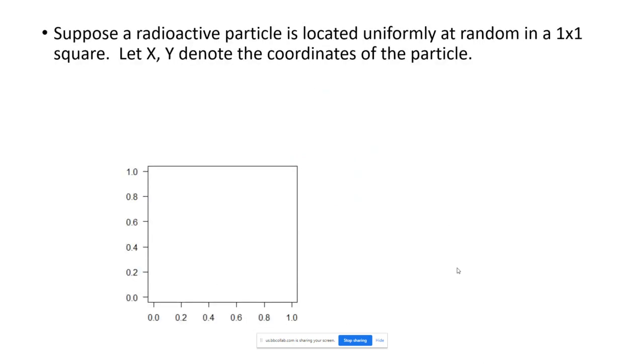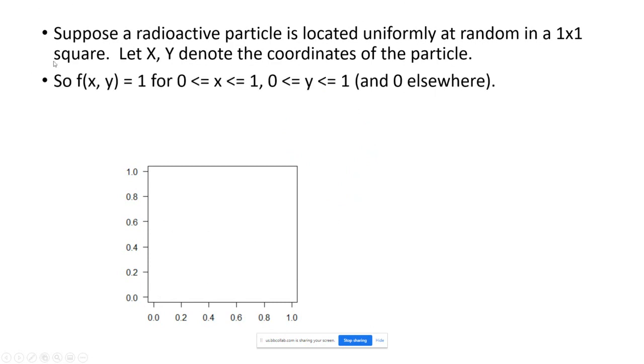All right. So to take an example of this, let's suppose that a radioactive particle is located uniformly at random in a 1x1 square, and we'll let x and y be the coordinates of the particle on the x and y axes. So if it's located uniformly at random, that means that our density function has constant height. So our density function equals 1 when x is between 0 and 1 and y is between 0 and 1, and it equals 0 everywhere else.